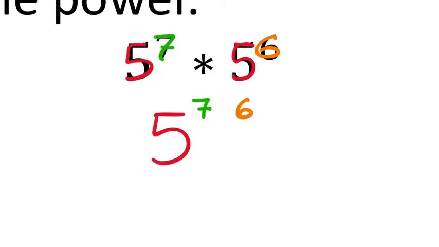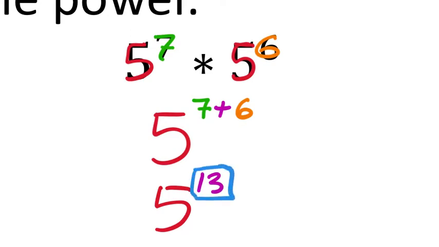Of course, you're always welcome to expand these, but I'm not going to do that because writing this out 7 and 6 times is just more work than I want to do. So in the exponents, though, we got 7 plus 6. When you add those together, you should get 13. And again, on the assignment, all you're really doing is filling in this box.